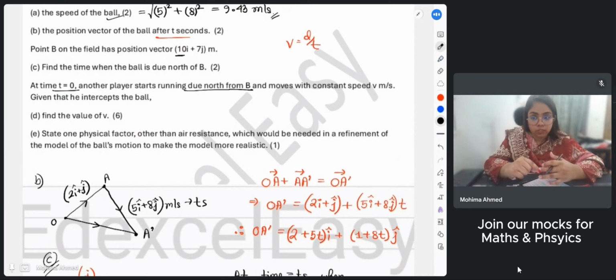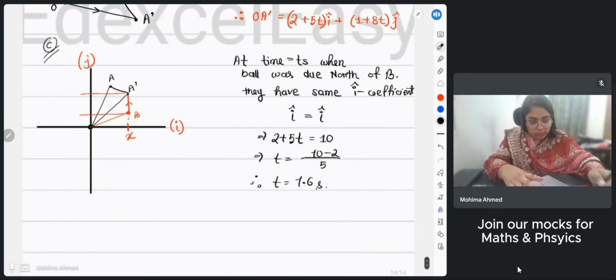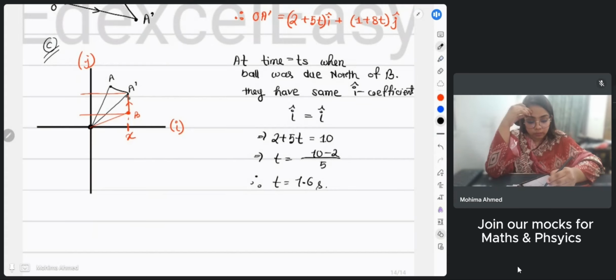It is also stated that the player intersects with the ball. That means the player will also be at that point north of B exactly when time equals 1.6 seconds, right? Because the player needs to hit the ball and the ball was exactly due north of B at 1.6 seconds. So they must be at the same position when time equals 1.6. And we need to find the value for v over here. Okay, so it is exactly like this. The object is traveling from B to this A prime, and the ball was already at A prime, right? So over here, their distances or vectors should be equal to each other. And this is how the expression should be.